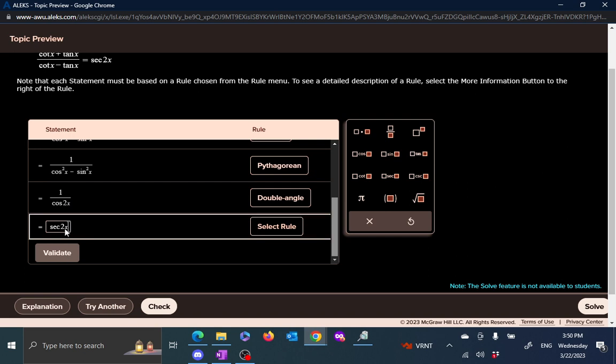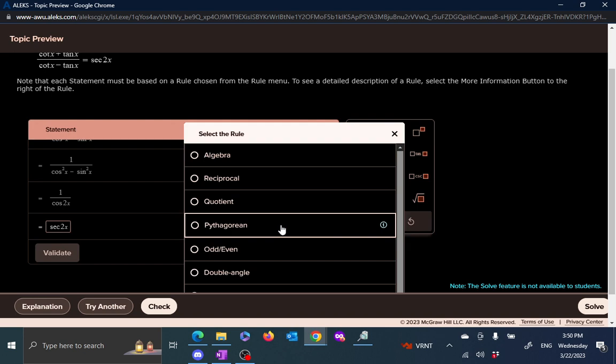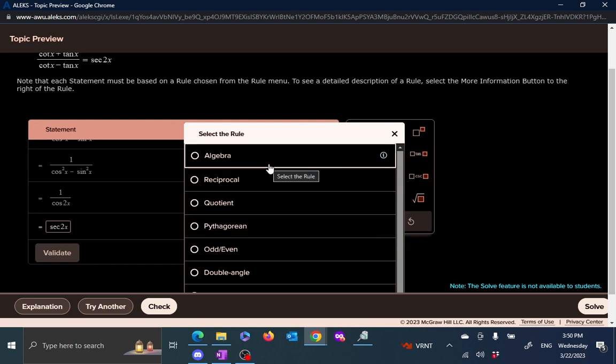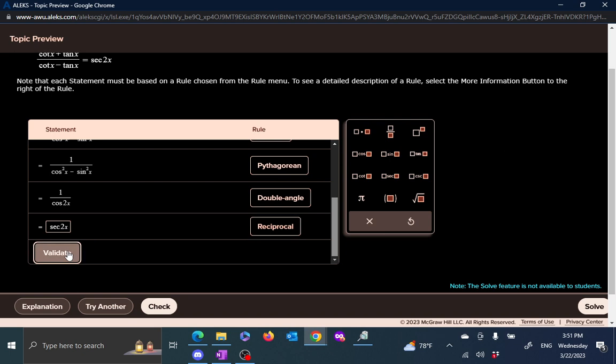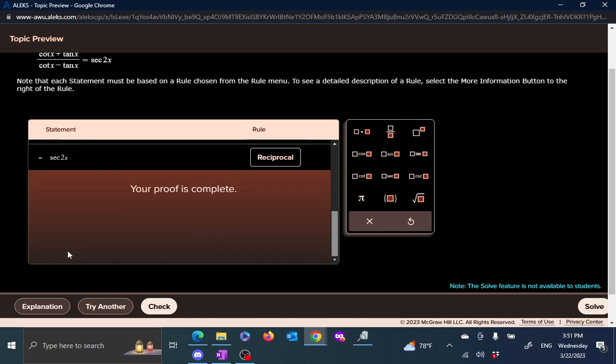So this is a bit of an issue when you go to other software. They might give you a bit of a runaround if you do that. 1 over cosine is secant. That's called the reciprocal. And then we are done.